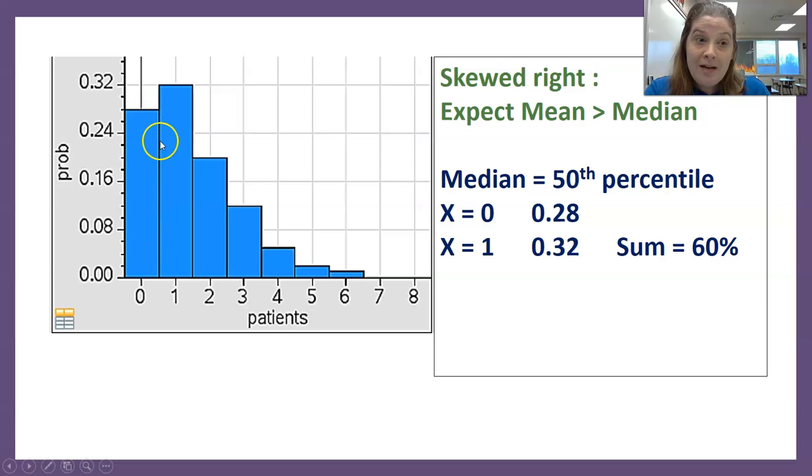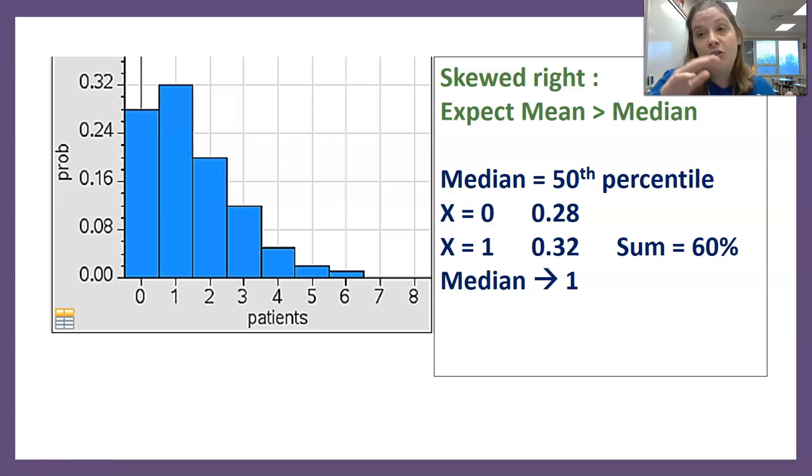So if 28% are in the 0 and 32% are in the 1, then that 50th percentile is going to hit in the middle of that 1 too. All right, so that means my median is 1. And then because this is skewed to the right, we would expect the mean to follow the skew. So we would expect that mean to be a larger than 1 value.